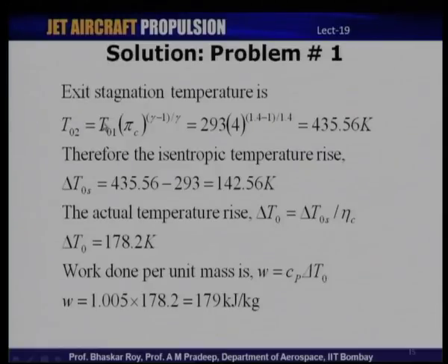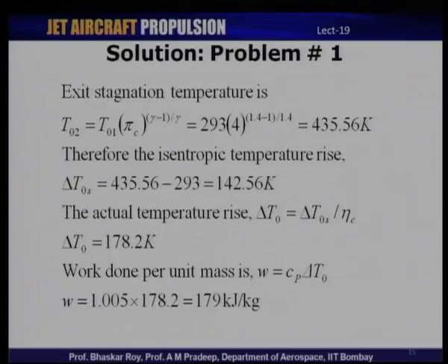Now, it is mentioned that the stagnation pressure ratio is 4 and the inlet stagnation temperature is also specified, which means that the exit stagnation temperature can be calculated based on isentropic relations. Therefore, this temperature is basically the isentropic temperature. So, that is 293 into 4, which is the pressure ratio, raised to gamma minus 1 by gamma, 1.4 minus 1 by 1.4. This is 435.56 Kelvin. Therefore, the isentropic temperature rise is 435.56 minus 293, that is 142.56 Kelvin.